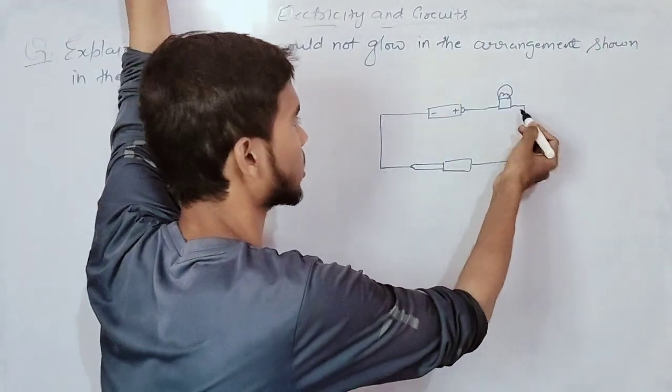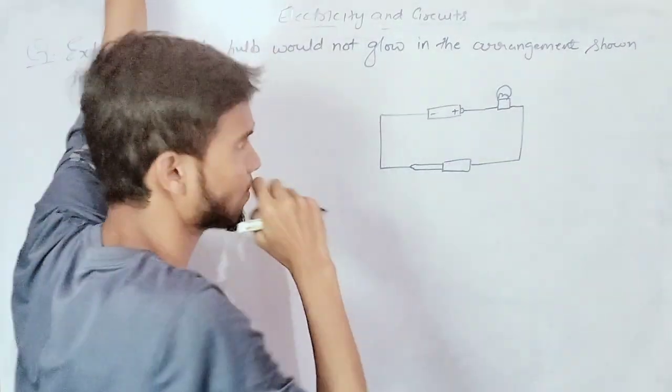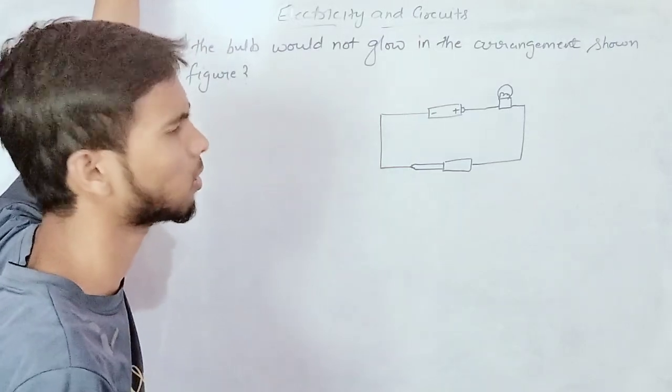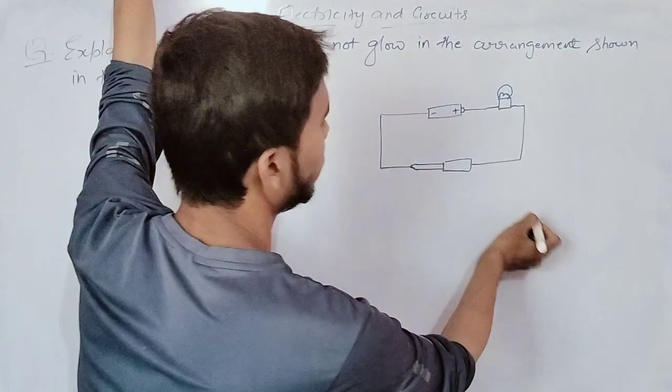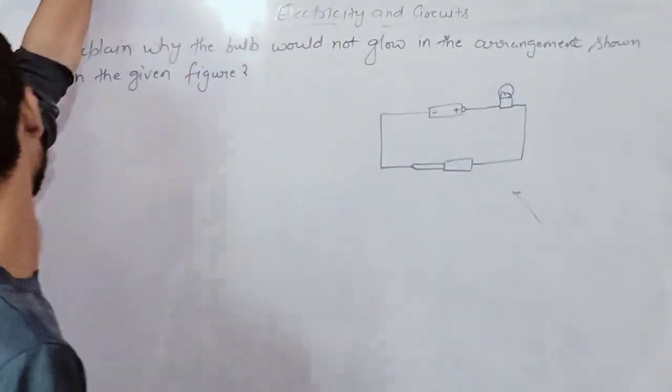This is correct. This is correct. If a bulb is not glowing, we can say the circuit is open. We can name this circuit an open circuit, an open electric circuit.